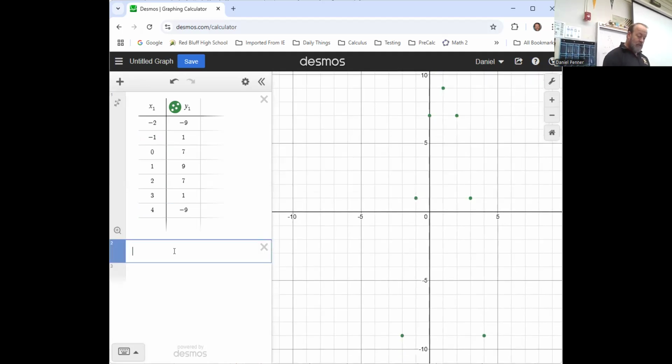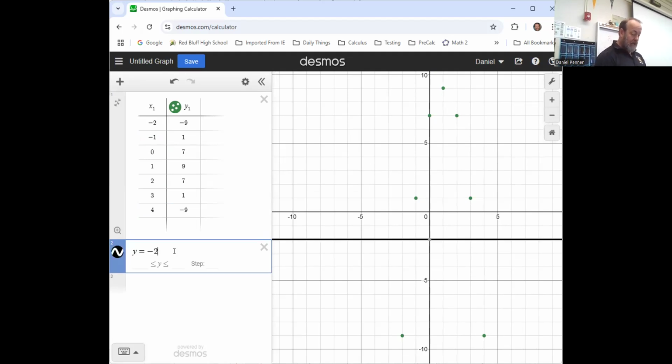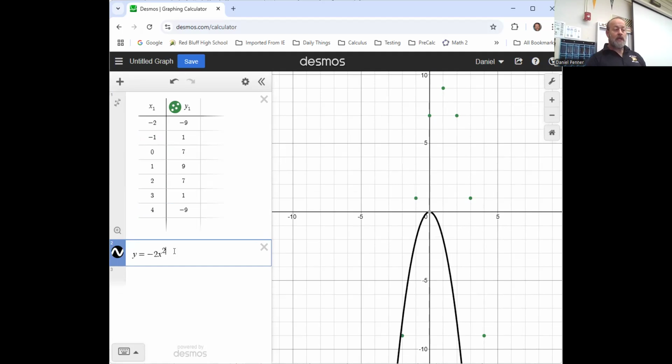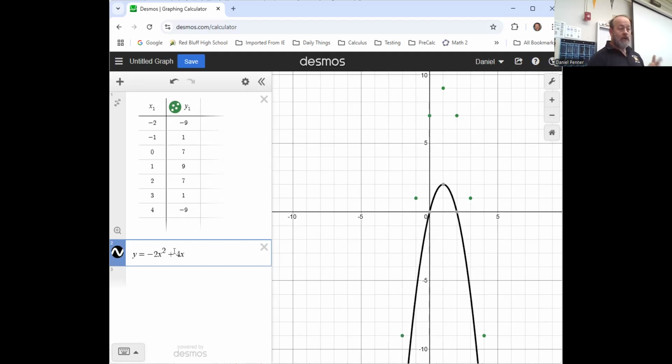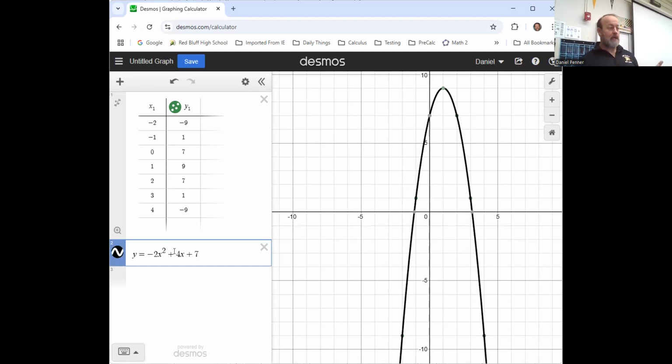And then I could just see what happens if I typed in my original equation, which is y equals -2x to the second. And remember, you can hit Shift 6. I need to hit arrow over to get out of that exponent. Plus 4x, and then a plus 7. And if I have done this right, it should hit my data values real nice and pretty. And you'll see that it did.